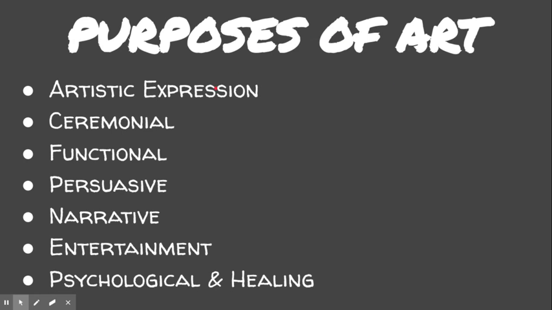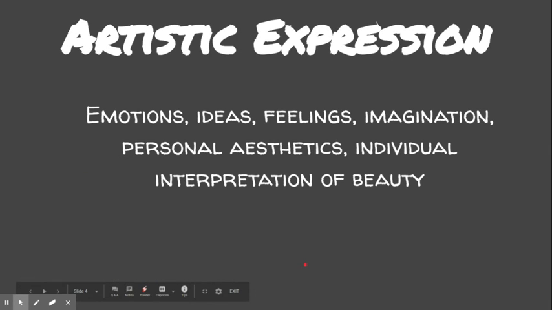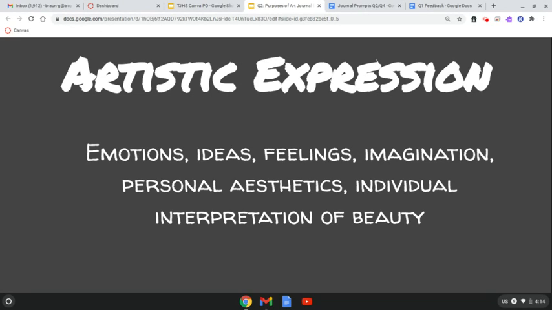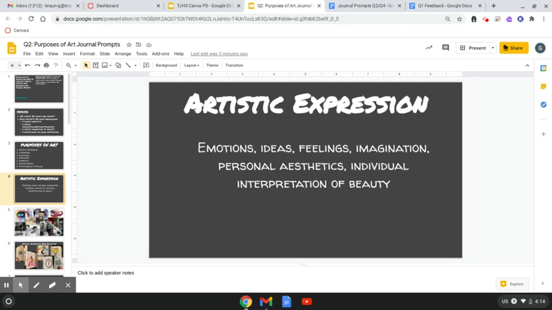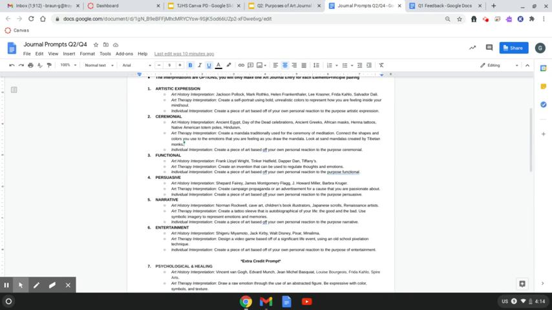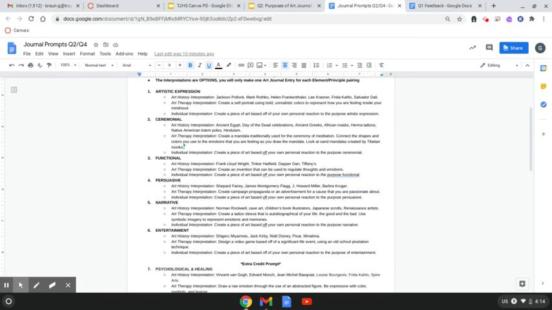And we are going to be covering all of these purposes of art. 6 are required: artistic expression, ceremonial, functional, persuasive, narrative, entertainment, and psychological and healing is bonus. So I'm going to be going right now through each one of the purposes of art and giving you some prompt examples, giving you some peer examples. What I'm going to be reading off of, I'm not going to float back and forth, but this is where you can actually find your prompts on this Google document.